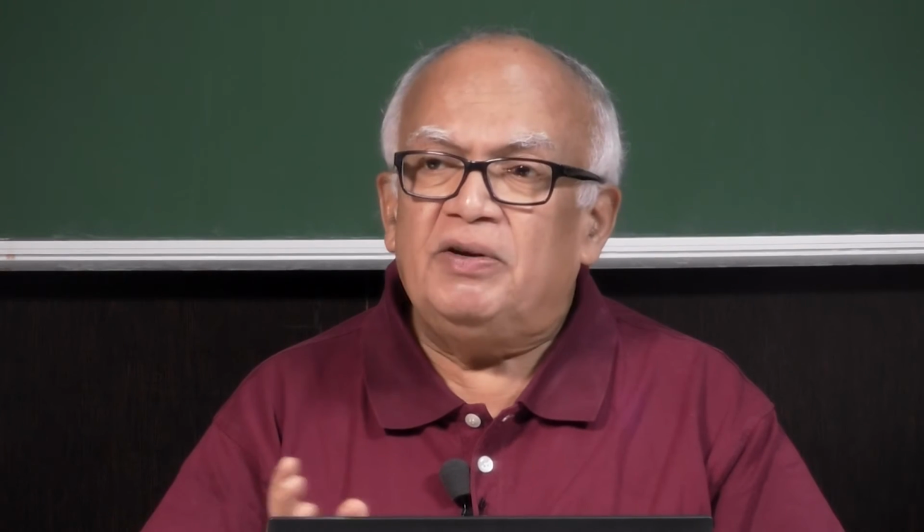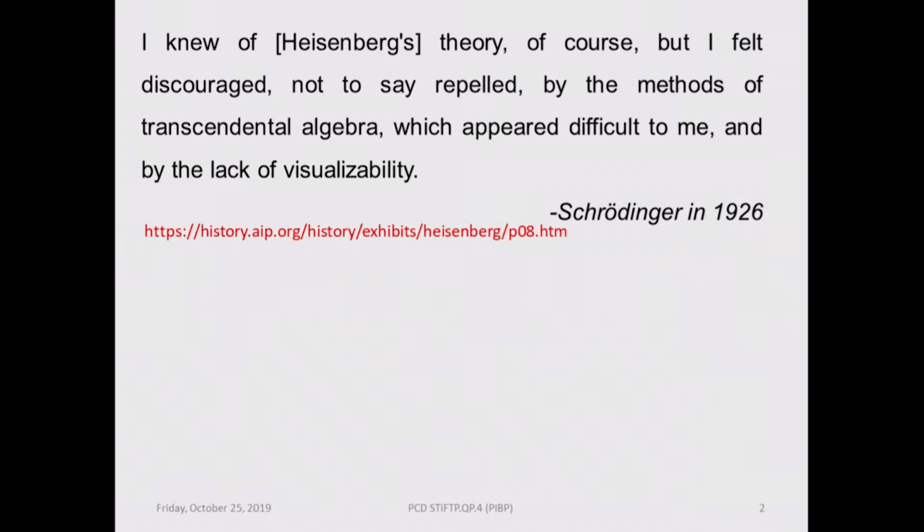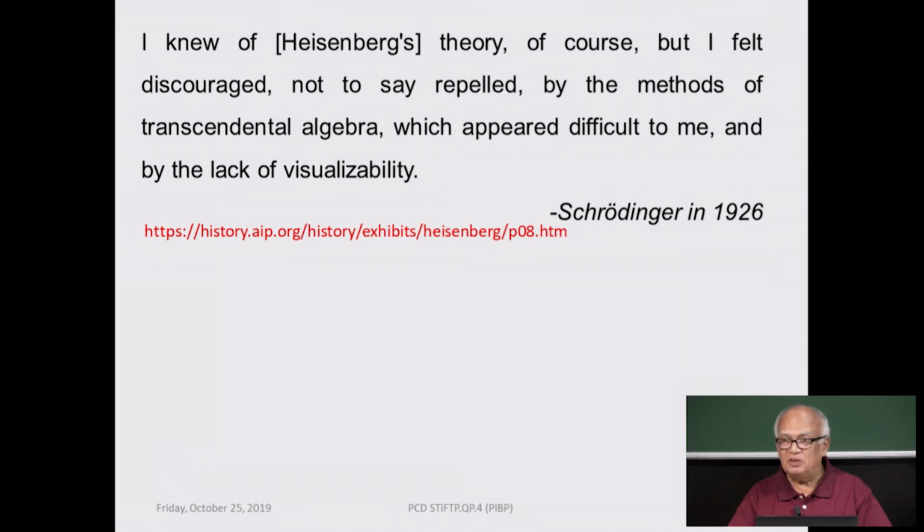But there were many arguments between the two alternative developments, and Schrödinger, for example, said that he knew about Heisenberg's theory, and he says, "I knew of this theory, of course, but I felt discouraged, not to say repelled, by the methods of transcendental algebra, which appeared difficult to me, and by the lack of visualizability." So this was Schrödinger's objection to Heisenberg's formalism, but Schrödinger himself also established the equivalence between the two, but he was very critical of the Heisenberg approach.